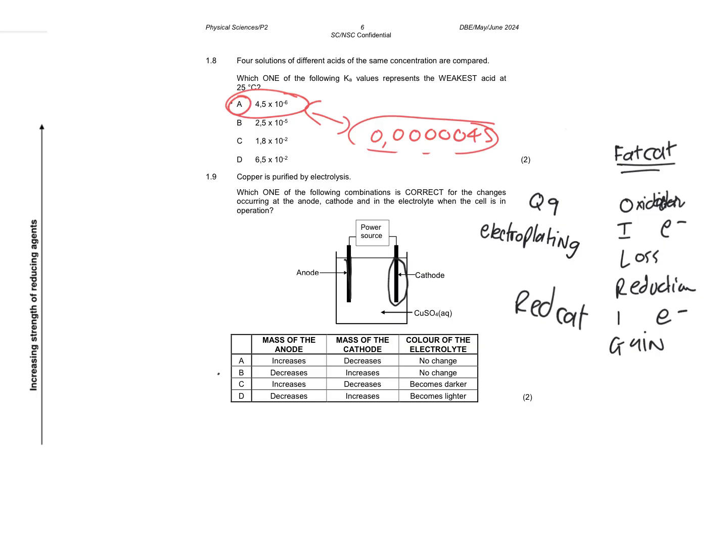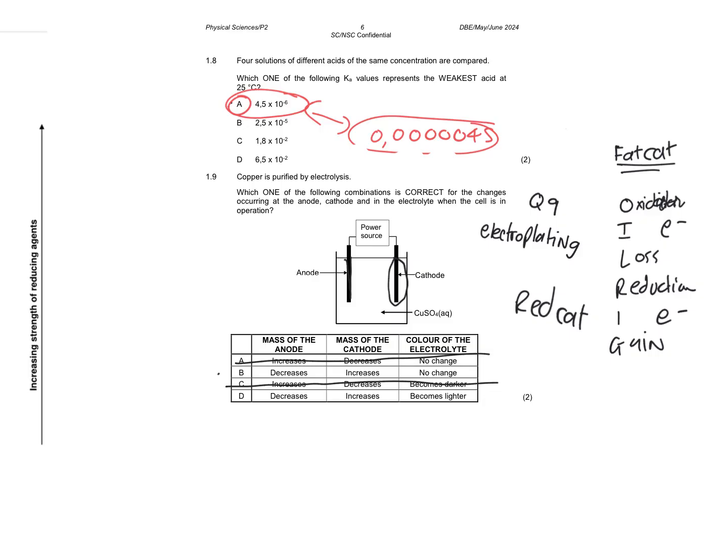So if you just know that one thing, if you know fat cat, the cathode gets thicker. So if they say the mass of the cathode decreases, it's not that. So if you only know fat cat, you would be able to guess between B and D.